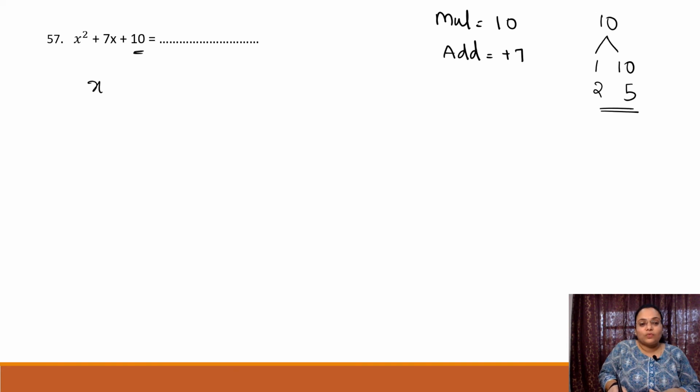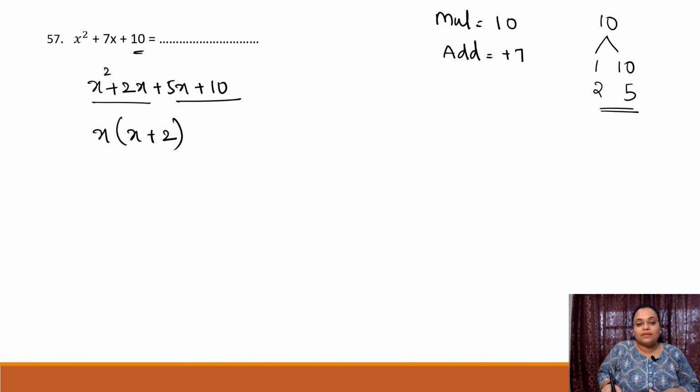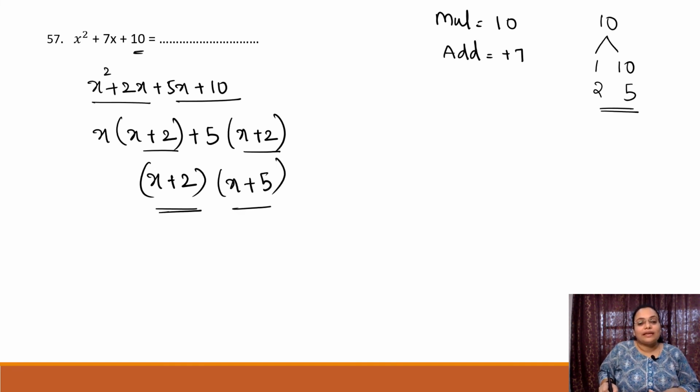That is x square plus 2x plus 5x plus 10. So, from the first two terms, if I take x common, which is x plus 2, and from the next two terms, if I take 5 common, which is x plus 2. So, x plus 2 is common again, and the remaining is x plus 5. So, x plus 2 and x plus 5 are the factors of x square plus 7x plus 10.